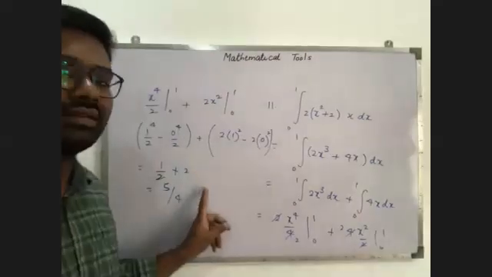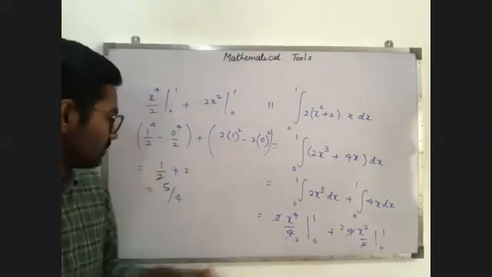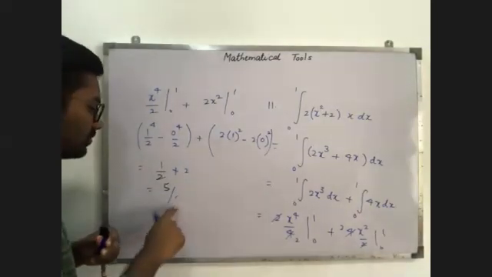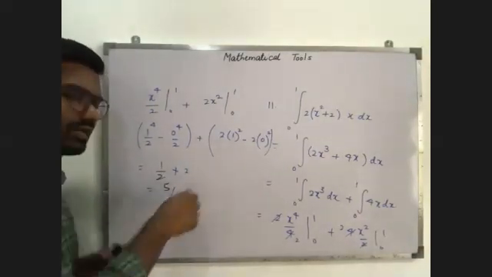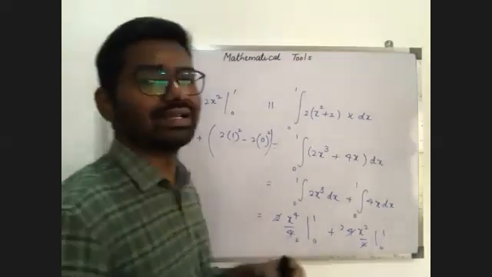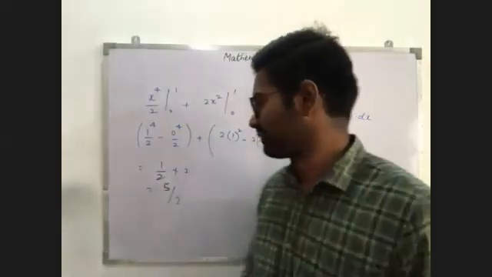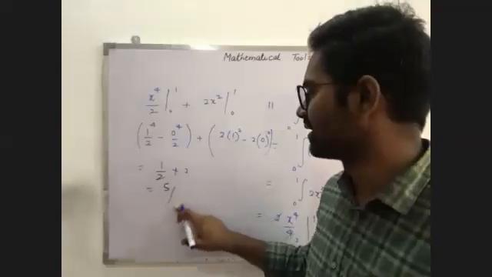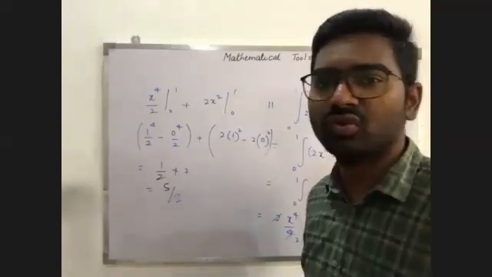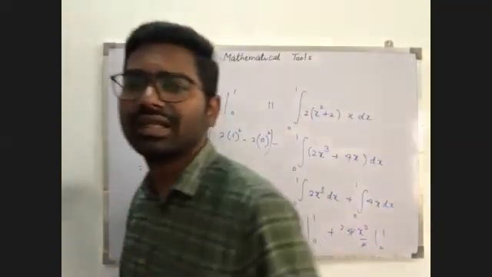Guys, I've already made it right. It is 5 by 2. Here also 2. Guys, you can do it by yourself. That is simple mathematics. 1 by 2 plus 2, that is 5 by 2. There is no problem. If there is some mistake, you can easily correct it.